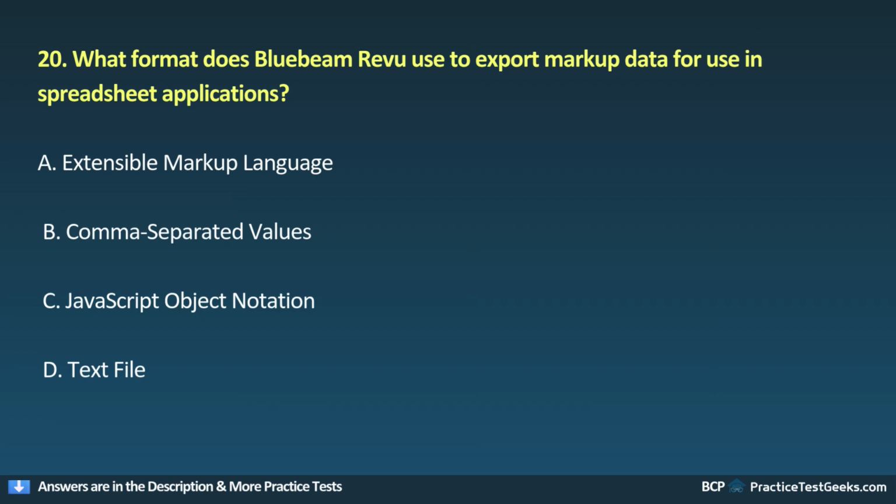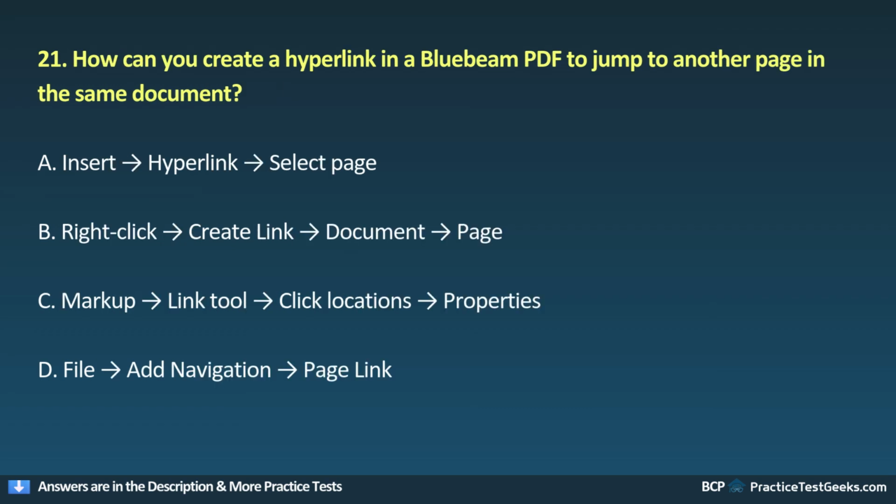Comma-separated values. C. JavaScript object notation. D. Text file. 21. How can you create a hyperlink in a Bluebeam PDF to jump to another page in the same document? A. Insert hyperlink, select page. B. Right-click, create link, document, page. C. Markup link tool, click locations, properties. D. File, add navigation, page link.